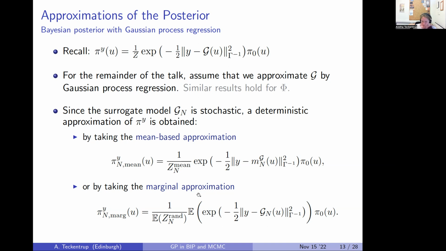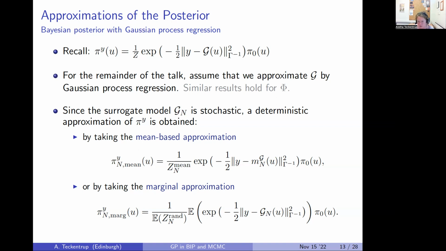Or you can do something like this marginal approximation, where you're not just plugging in the mean, you're plugging in your full random surrogate model Gn, and then taking the expected value at the level of the likelihood. So this is the marginal approximation, where you plug in the full random surrogate model Gn and then marginalize out the distribution. The expected value here is over the probability distribution of Gn.